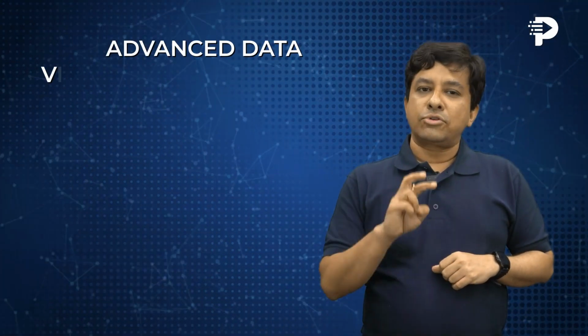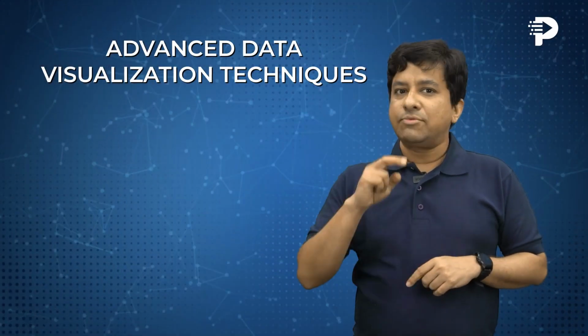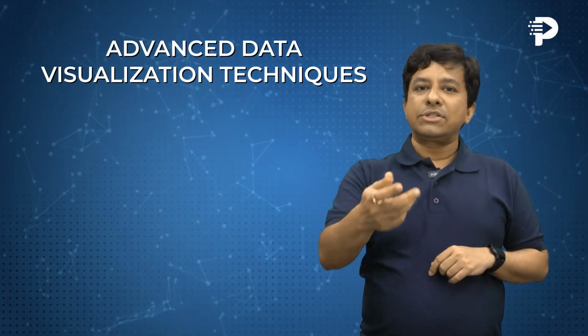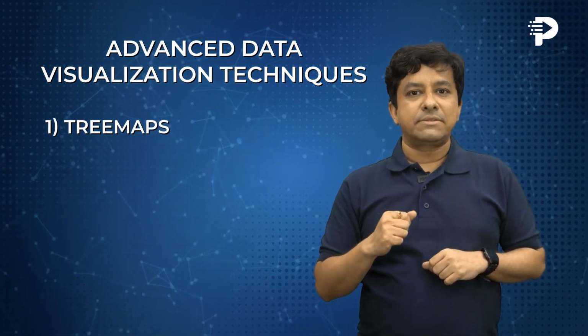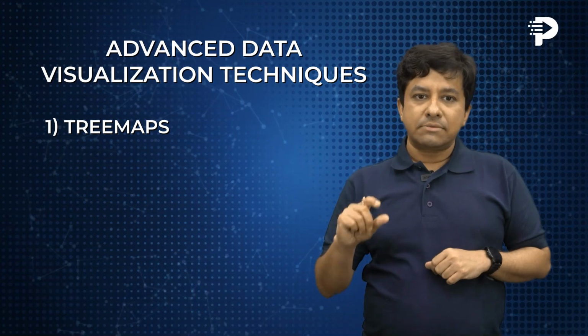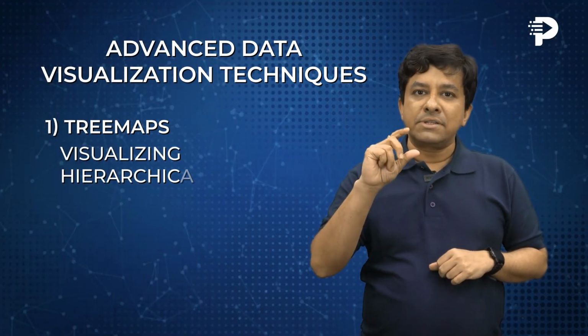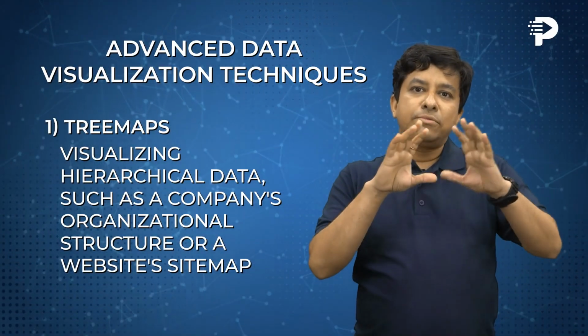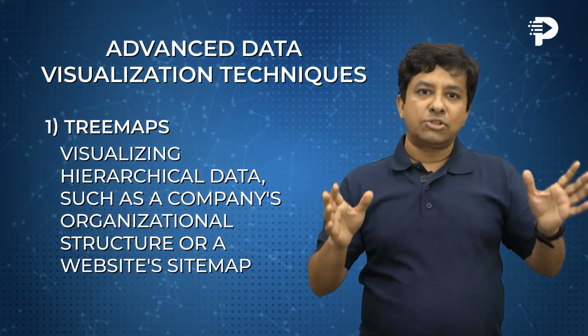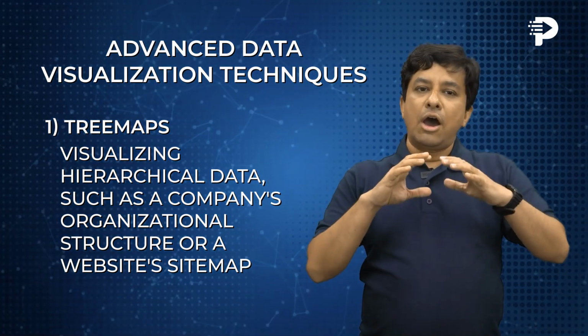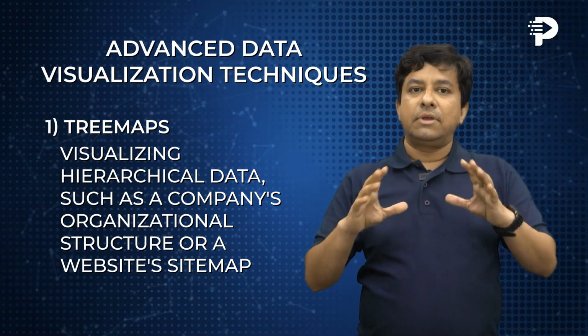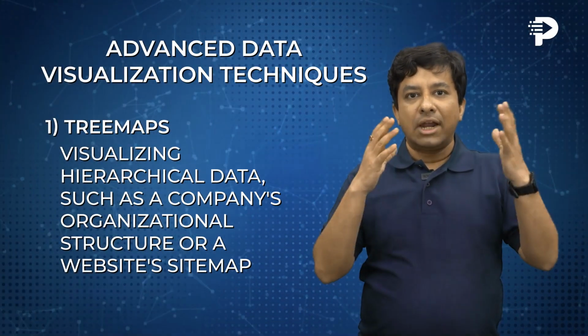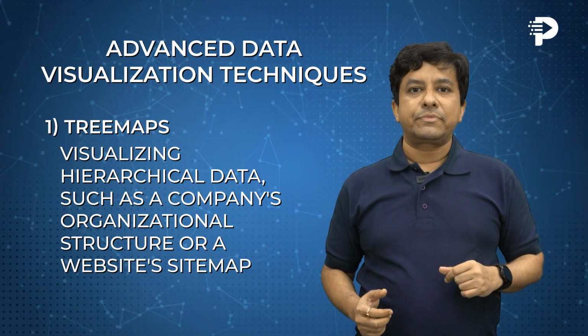I'm going to talk about two more advanced techniques which are very commonplace. The first one is what are called tree maps. So a tree map is a chart used for representing hierarchy. So you want to visualize hierarchy, let's say the company's organization structure or how the website is structured on its sitemap. That is shown through a tree map.